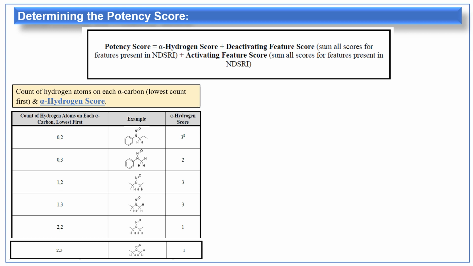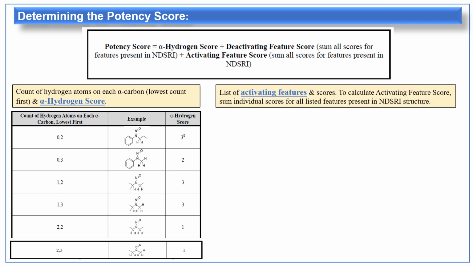Similarly, other examples are also given where 1 and 2 alpha hydrogens are present, so the score is 3. 1 and 3 alpha hydrogens are present, the score is 3. And 2 and 2 alpha hydrogens are present, the alpha hydrogen score is 1. Right. Now the list of activating features and the scores.